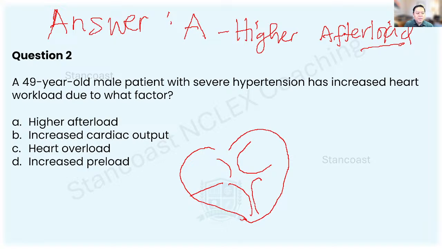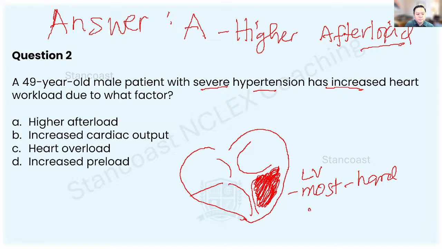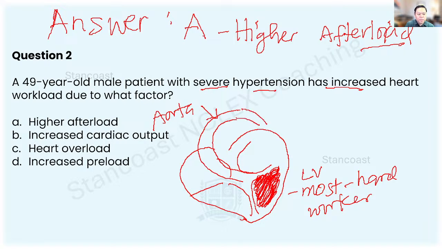Okay. It said here, severe hypertension, increased heart workload. We're talking about the workload of the ventricle. Most often, this is the hardest working chamber in the heart. Left ventricle. Most hard worker. And the reason for that is because when the patient, so this is the aorta, right? Okay, so this is the aorta. But let me just extend the blood vessels right here.